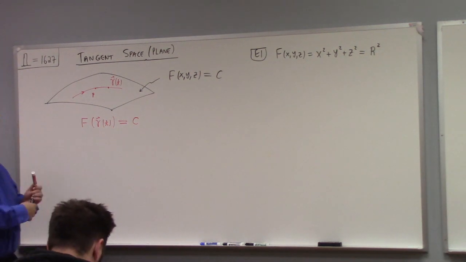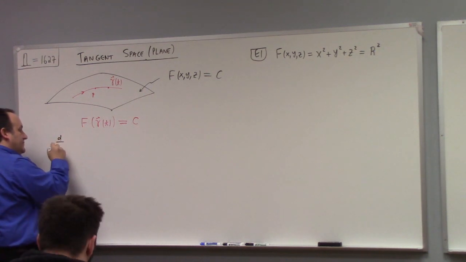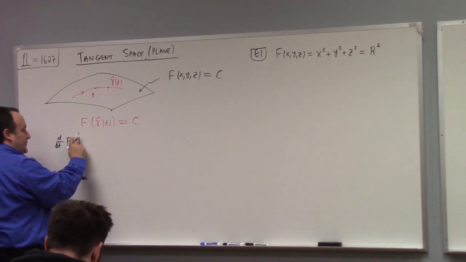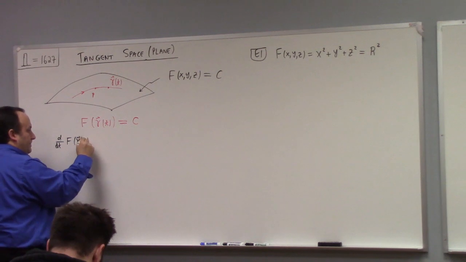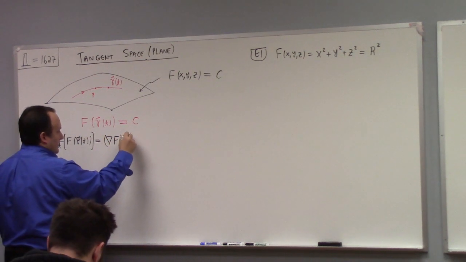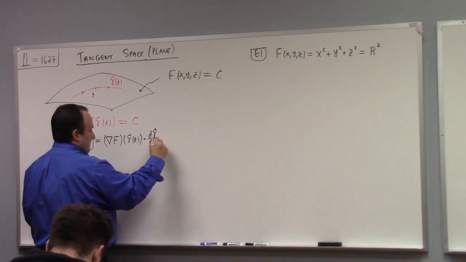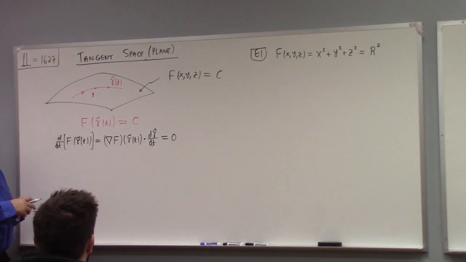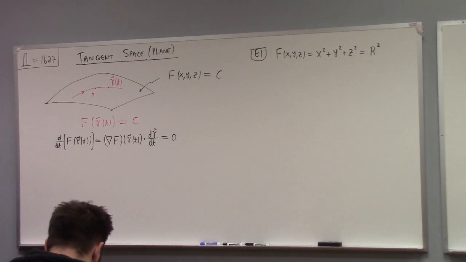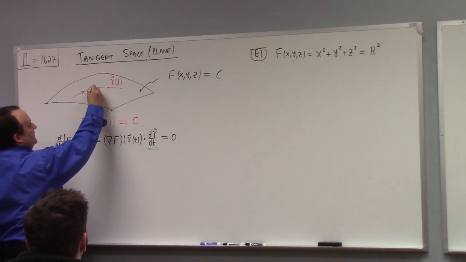And then what could we do? Well, we could differentiate this, and we could use the chain rule. So the derivative of f of gamma of t would be, by the chain rule, the gradient of f evaluated at the curve, dotted with the velocity d gamma dt. And that has to be equal to 0 because the derivative of the constant is 0. So what does this reveal about the tangent vector to the curve? Let me picture this thing on the curve. It's something like this, right?